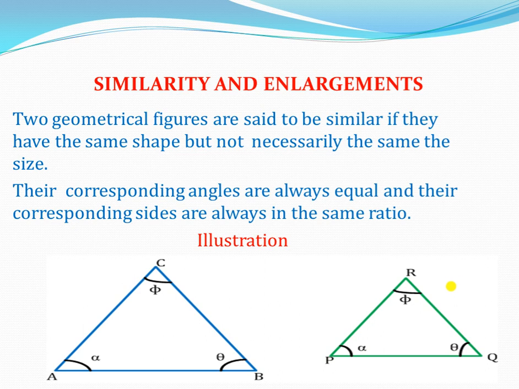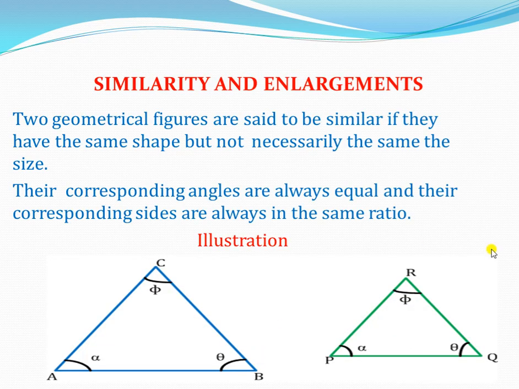Now, by similarity, what we do is, when you get the ratio of, for example, AB, I will compare it with PQ. If I'm considering BC, I will compare it with QR. Then if I consider AC, I will be comparing it with PR.